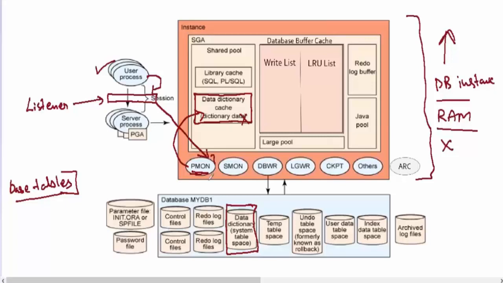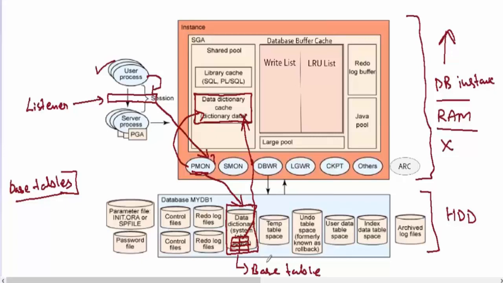So what PMON will do is it will go to the hard disk. We know that our database resides on the hard disk drive. It will go to the hard disk, and from the system tablespace, it will pull out the table which has the user ID and password details. And this table will be copied to the data dictionary cache only. Why is it copied to the data dictionary cache? Because it is a base table.